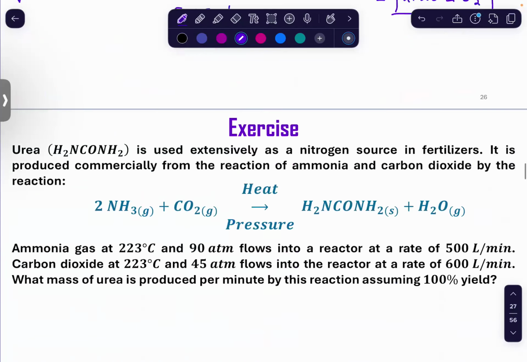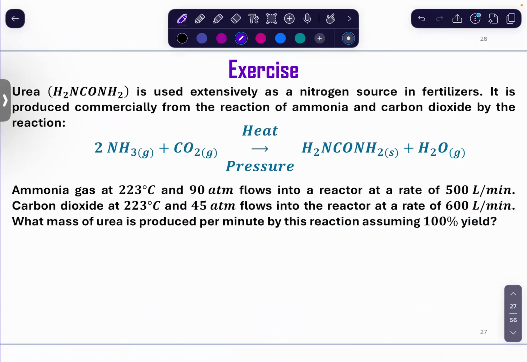All right, let's take a look at another exercise. Urea is used as a nitrogen source in fertilizers. It's produced commercially by reacting ammonia with carbon dioxide. Ammonia at 223 Celsius and 90 atmospheres flows into a reactor at the rate of 500 liters per minute. Carbon dioxide, 223 Celsius and 45 atmospheres, flows into the same reactor at 600 liters per minute. What mass of urea is produced per minute by the reaction, assuming 100% yield?